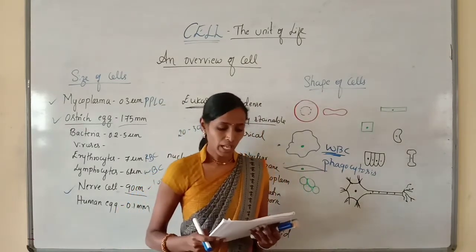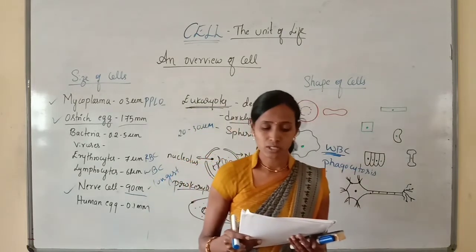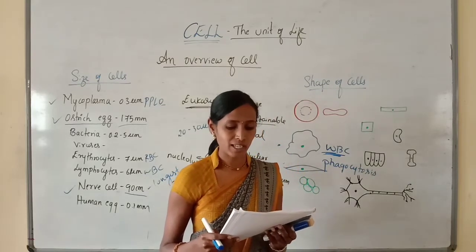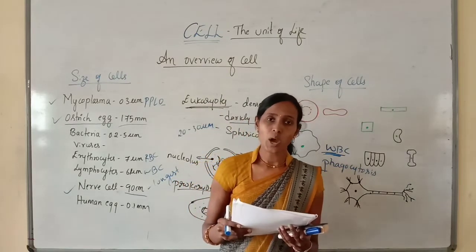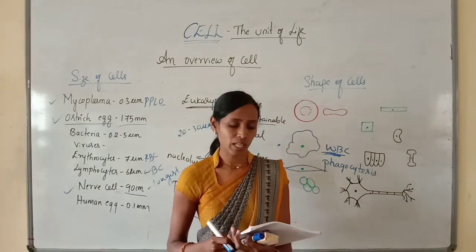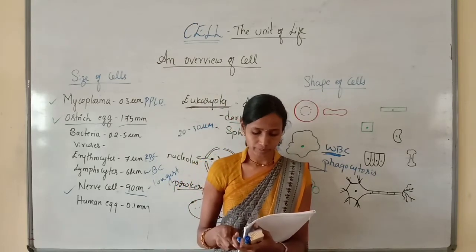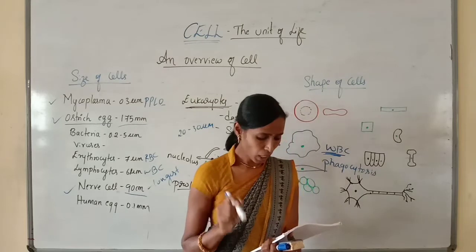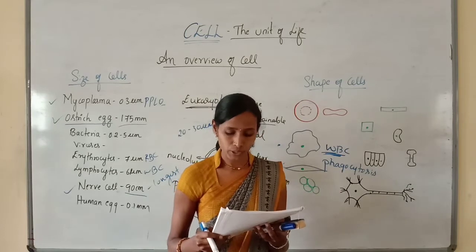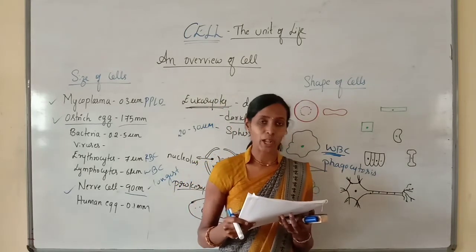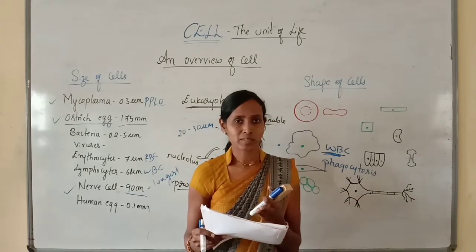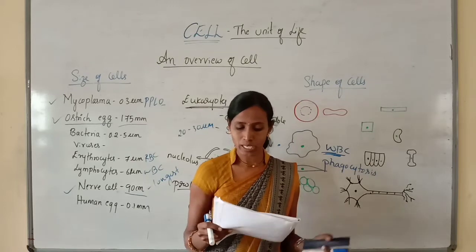See, first question: the outermost boundary of animal cell is option A cell wall, option B cell membrane, option C glycocalyx, option D none of these. In animal cells the outermost boundary is the cell membrane because they do not have a cell wall. So option B is correct. Second question: protoplasm is differentiated into option A nucleoplasm, option B nucleus, option C cytoplasm, and option D both B and C. Protoplasm is differentiated into both cytoplasm and nucleus, so the answer is D, both B and C.